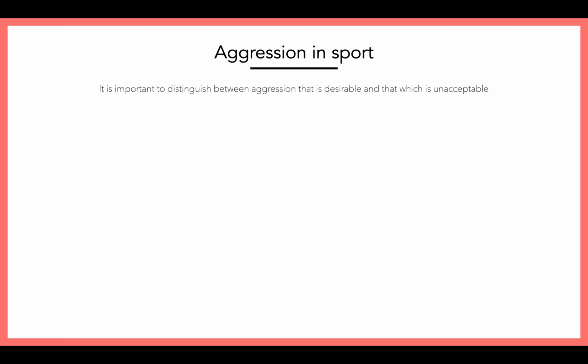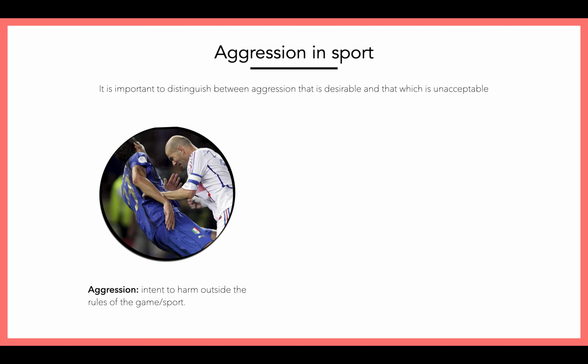Okay. Now, one thing that is agreed is that in aggression, there's an intent to harm. So we're going with the definition. Something you'll probably want to make note of is aggression is intent to harm outside the rules of the game, sport, the activity.